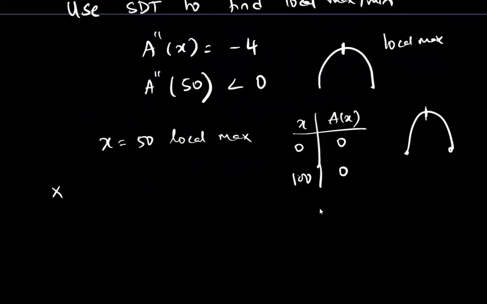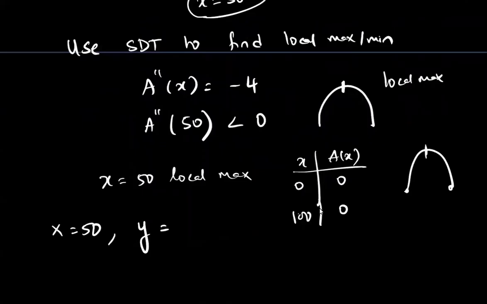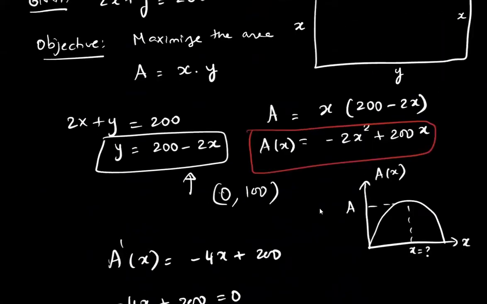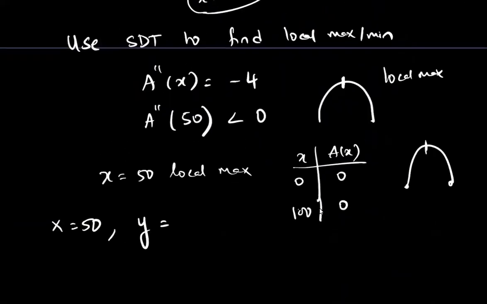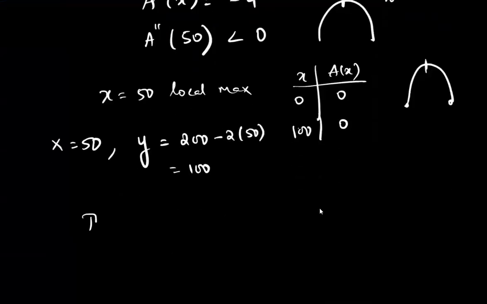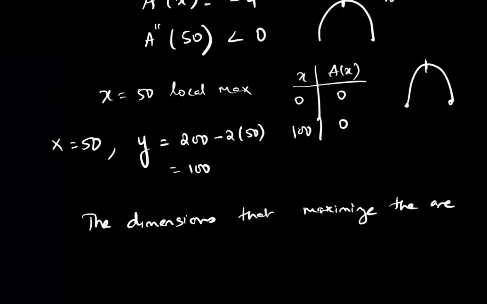So now I have found the x value that gives me the maximum area. I calculate the corresponding y value by going into this equation. y is 200 minus 2x. If I plug that in, I have 200 minus 2 times 50, which is 100. So the answer to this question is the dimensions that maximize the area are 50 meters by 100 meters.